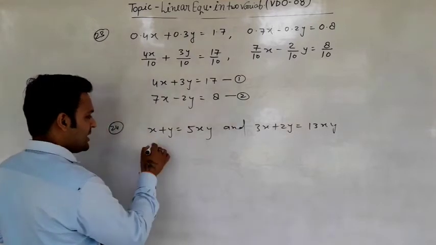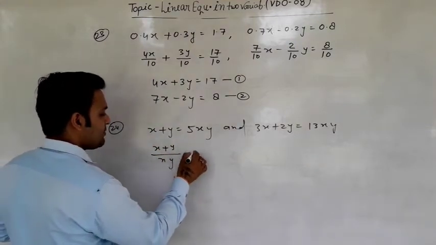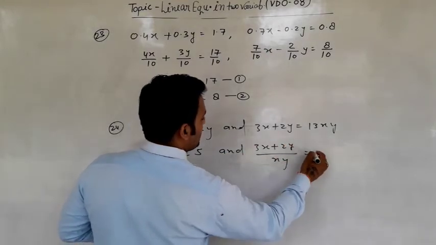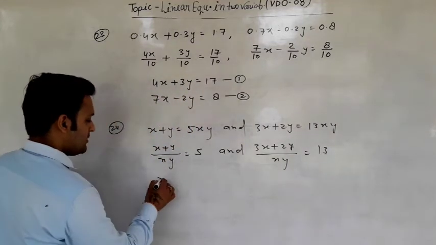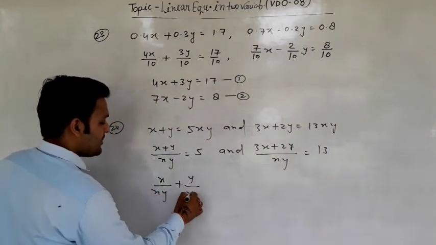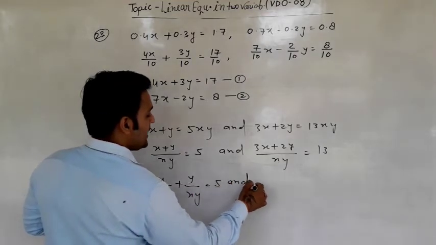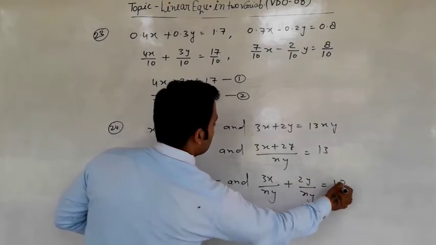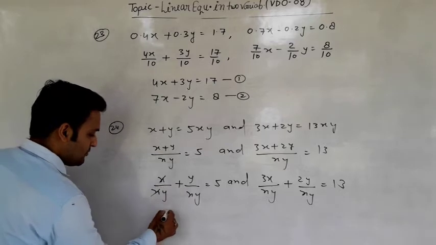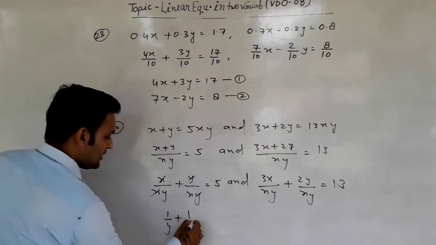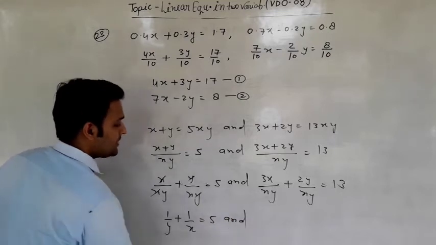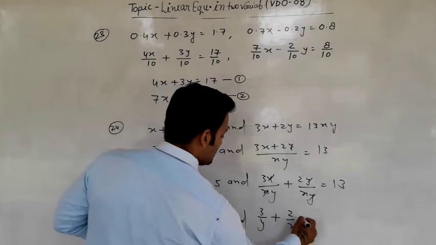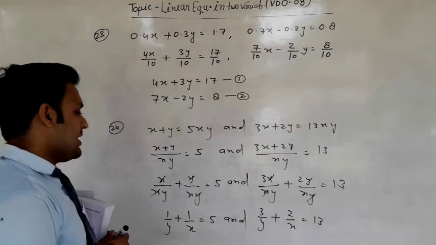Now, divide by xy on both sides. x plus y upon xy is equal to 5, and 3x plus 2y upon xy is equal to 13. So x upon xy plus y upon xy is equal to 5, and 3x upon xy plus 2y upon xy is equal to 13. Now we get 1 by y plus 1 by x is equal to 5 and 3 by y plus 2 by x is equal to 13. And this is like the previous questions.